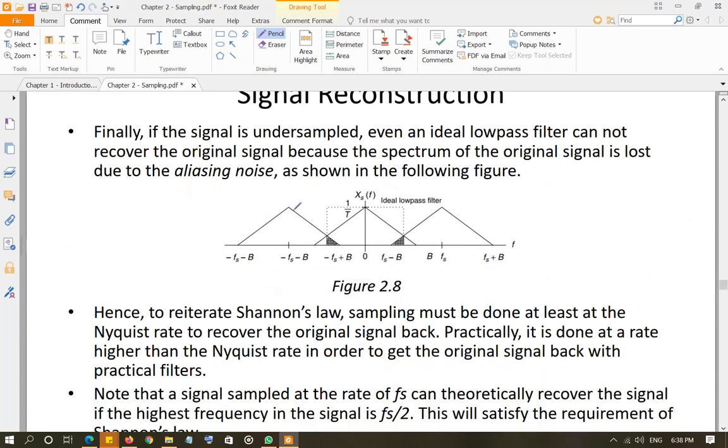But if you go to an undersampled signal, because the adjacent frequencies have leaked into the original spectrum, even an ideal low pass filter cannot recover all the original frequencies, right? And that's the reason that you cannot recover the signal if undersampling is done. So these frequencies, fs minus B right here, these frequencies are called aliasing frequencies or aliasing noise.